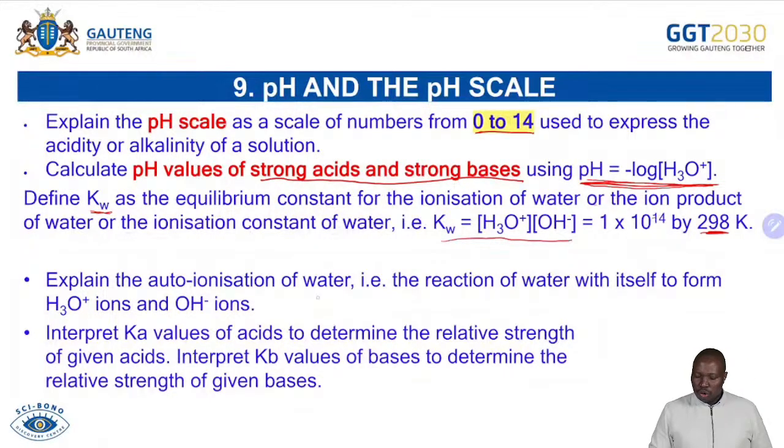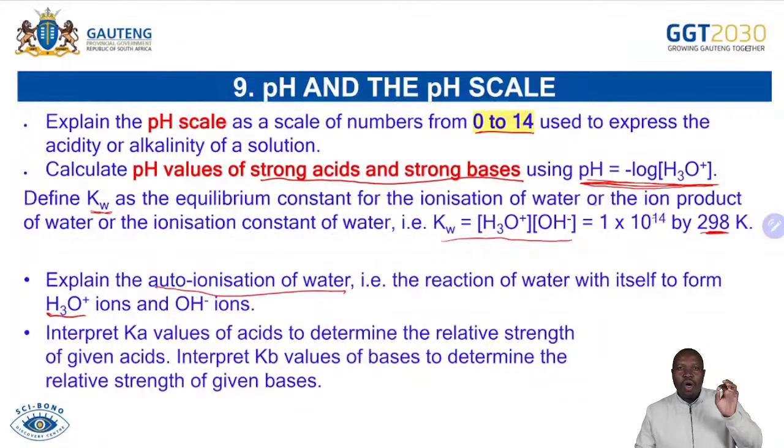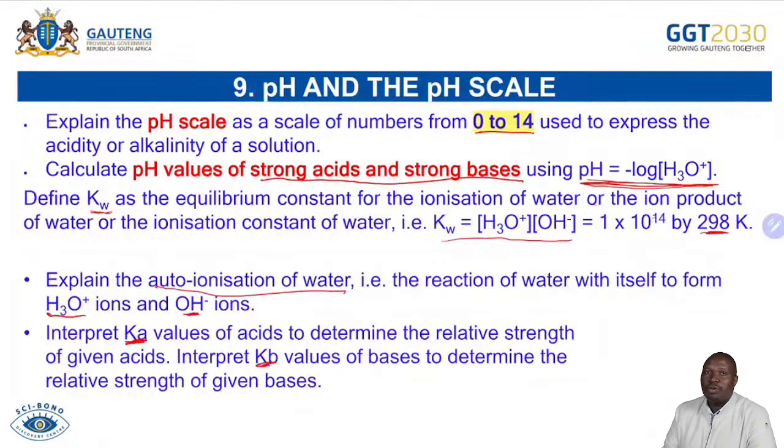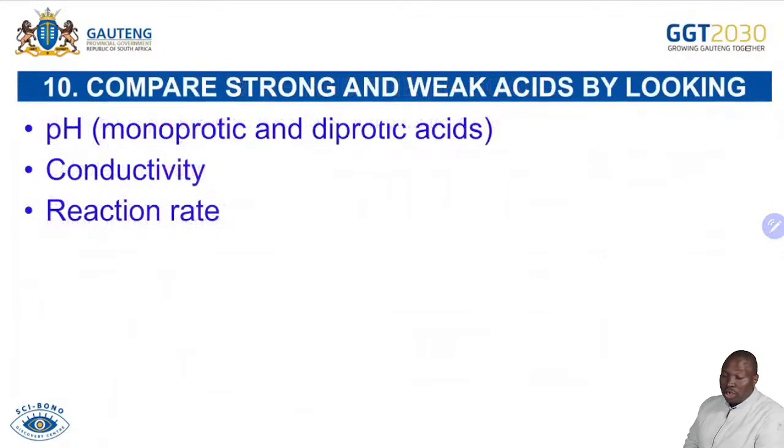And you must explain the auto-ionization of water, the reaction of water with itself to form hydronium ion. Hence, we call it auto-ionization, because when you have water reacting with water, that forms hydronium ion and the hydroxide ion. And we must be able to interpret the Ka value and the Kb value, and we're going to talk about all of this. So you can see we have a lot to talk about, and we must go straight to it, as those are our objectives for this lesson, and we must ensure that we cover all of them.